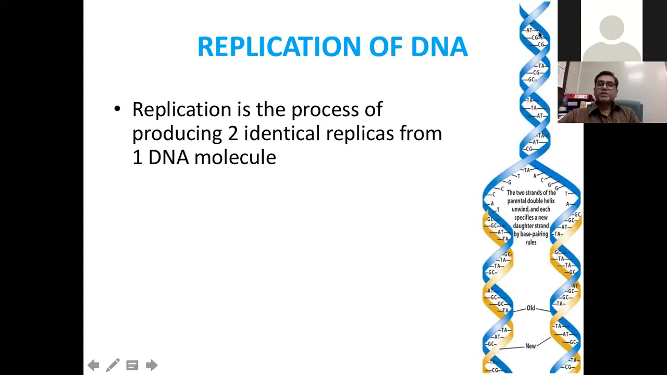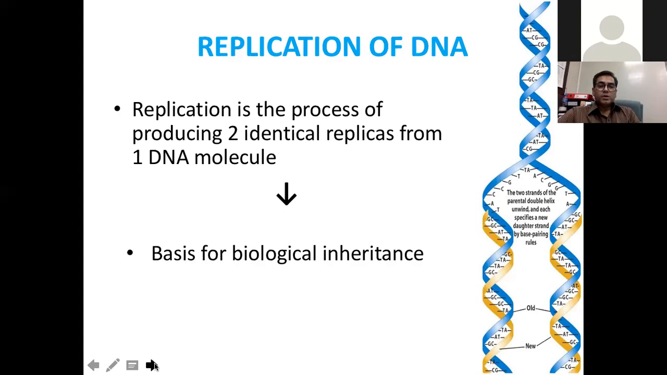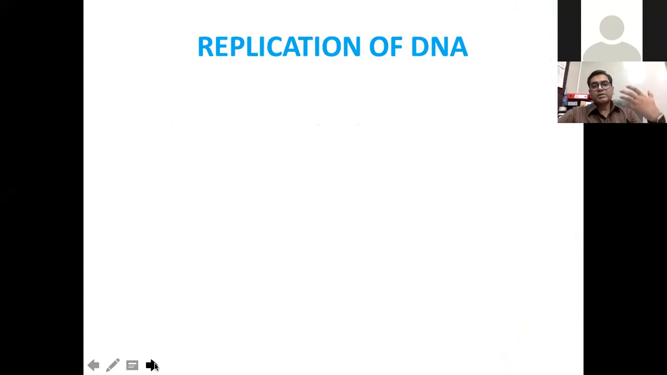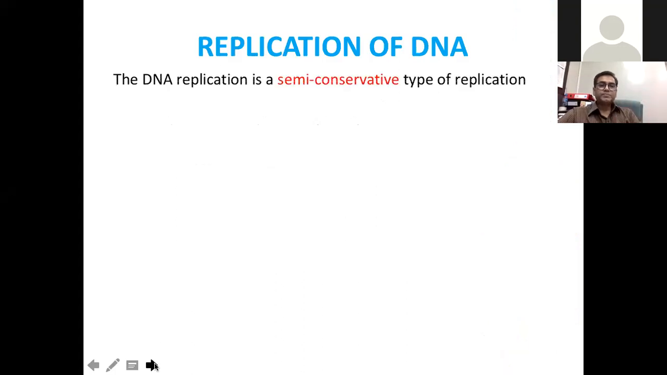If you can see this, these are the two strands of the DNA. And if you notice this yellow one, it is actually a new strand, or the daughter strand, which is being copied from the parent strand. It has to be copied for the purpose of biological inheritance. The information which is copied is transferred.